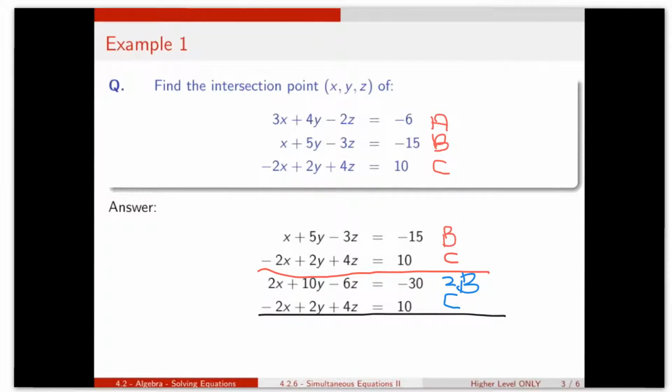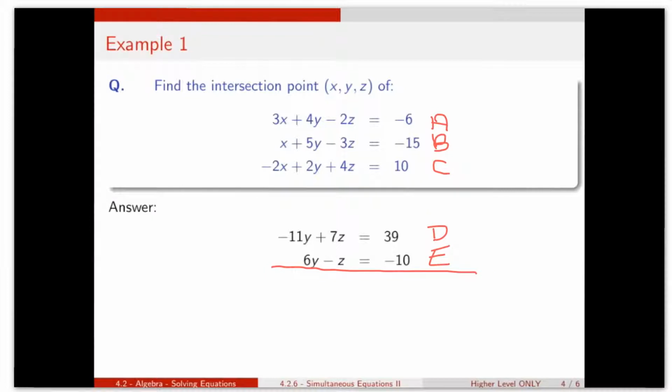And again, let's add them. 2x minus 2x is 0. 10y plus 2y is 12y. Minus 6z plus 4z is minus 2z. And minus 30 plus 10 is minus 20. So now let's divide that equation by 2 just to make it slightly easier. I get 6y minus z is equal to minus 10, and I'm going to call that equation E.